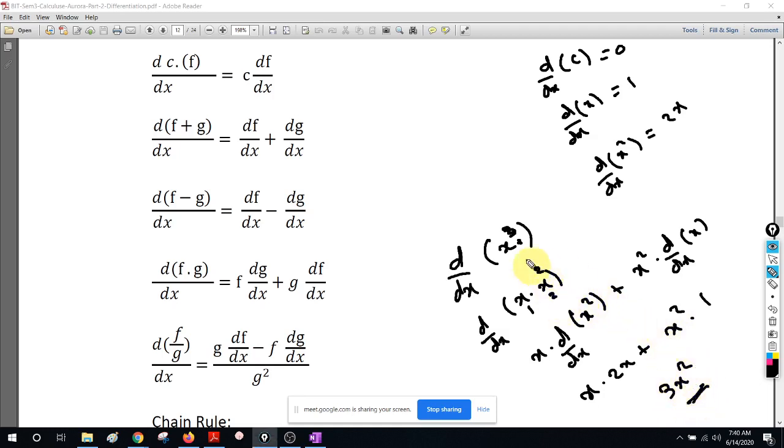Later you will find that yes, the derivative of x cube is 3x squared. Without knowing that beforehand, we found it using these known things and the multiplicative rule. That is how you do that. Then we have the division rule, so let's move on to the division rule also.